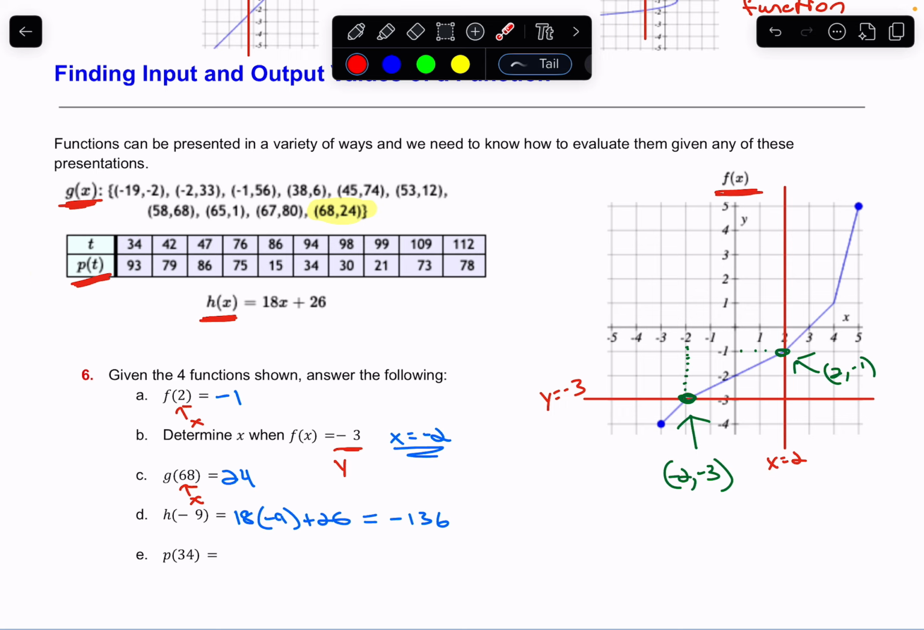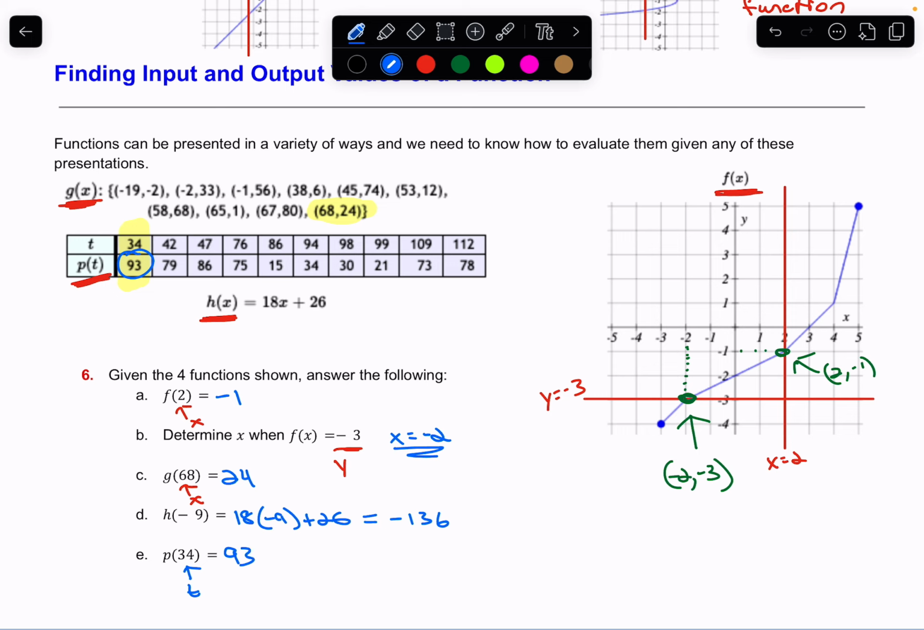And using the table is the same as what we did when we used G. We just have to find out where the x value, or in this case, the t value of 34 is, and then find the corresponding output value. So if I look at the table, the t value of 34 is that very first one. And if I look at the corresponding y value, it's the 93 that's right below the 34. So P of 34, where 34 is the t value that we're plugging in, is equal to 93.